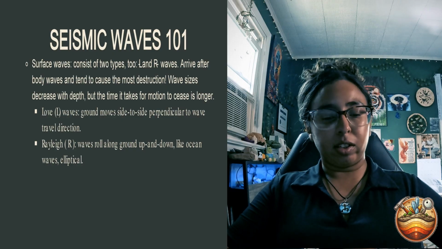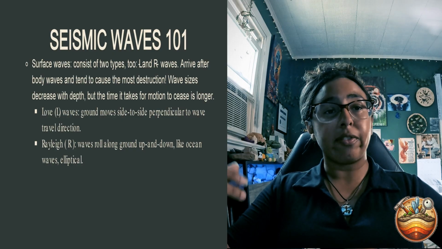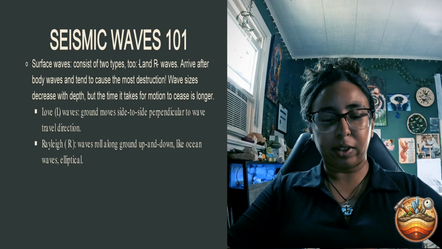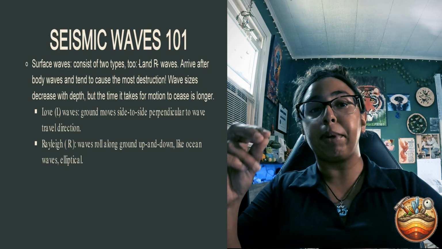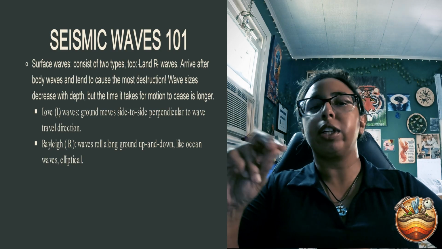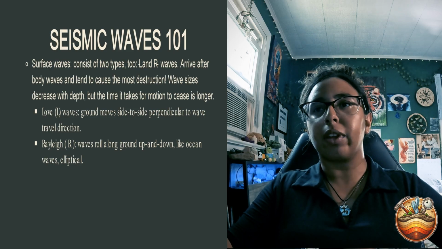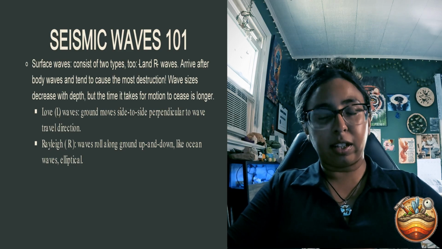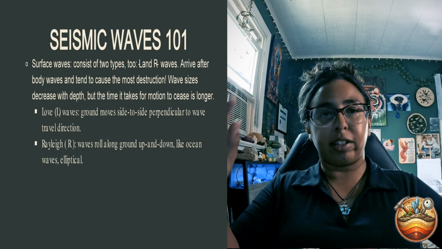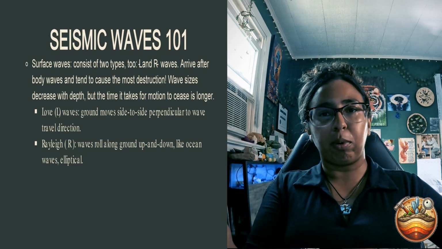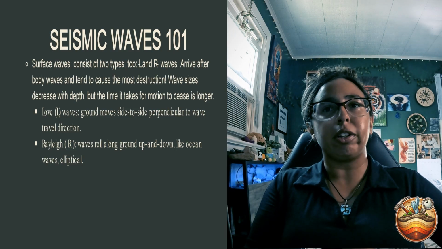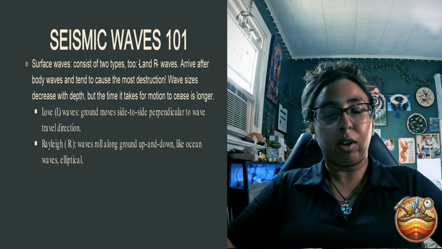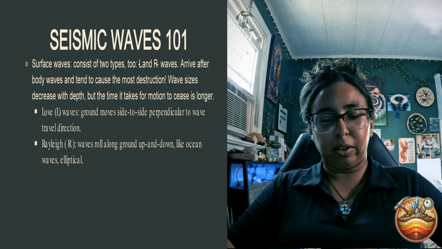These waves, like I said, only travel through Earth's surface. They arrive after body waves on seismograms, and they actually tend to cause the most severe destruction. It's entirely because they are relegated only to the surface. Because they can't go any deeper, they cause the most damage. And as you get deeper, the size of the waves decreases because they can't do much outside of the surface.